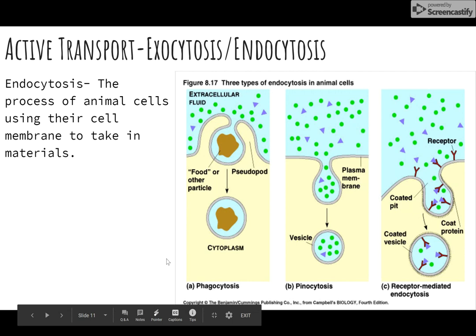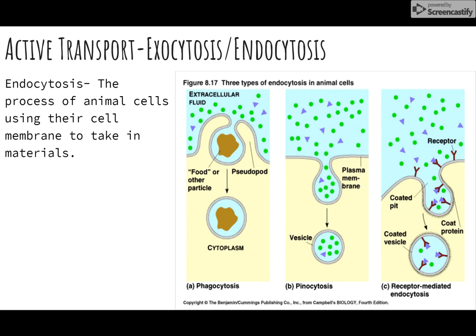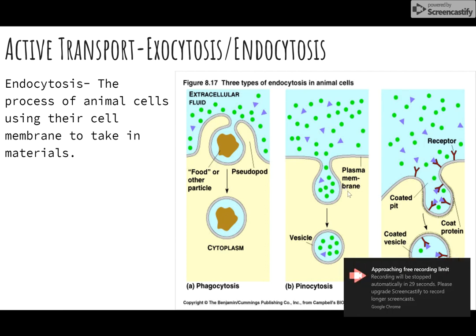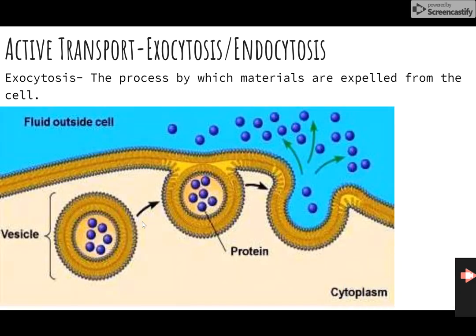Other ways that we can get material in and out of the cell. Endocytosis is how we use the cell membrane in animal cells to kind of engulf material and then bring it into the cell. So you can see all of these are just ways to pull material into the cell. Phagocytosis is for large chunks like food. Pinocytosis is for fluids. And then, of course, we have receptor mediated, which is just using proteins to activate the process. And then exocytosis is basically the same thing in reverse.